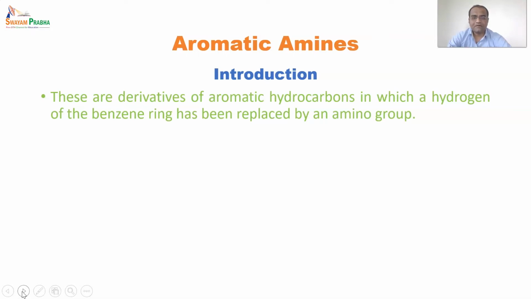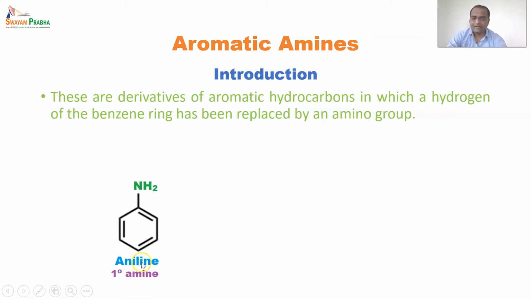An aromatic ring adjoined with an amine is said to be an aromatic amine. These are derivatives of aromatic hydrocarbons in which a hydrogen of the benzene ring has been replaced by an amino group, simply by substitution of a hydrogen atom of the benzene ring by an amino group. This is an example of an aromatic amine.